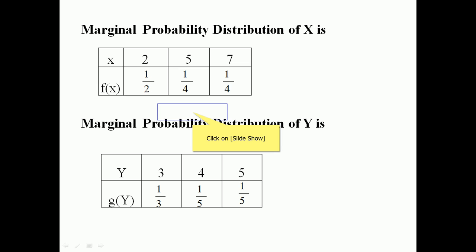I made a mistake here. It is 1 by 3, and 1 by 6 plus 1 by 12 plus 1 by 12 is also equal to 1 by 3. There is a mistake in this one. Actually, it is 1 by 3 each. It is g of y is 1 by 3 each.